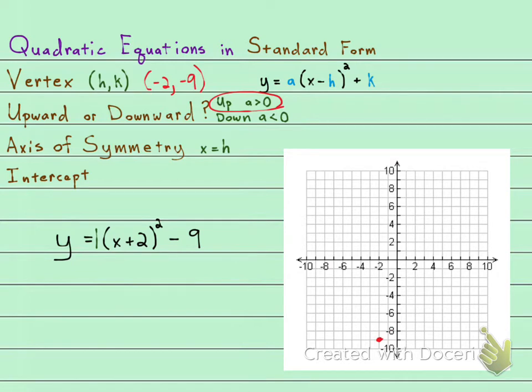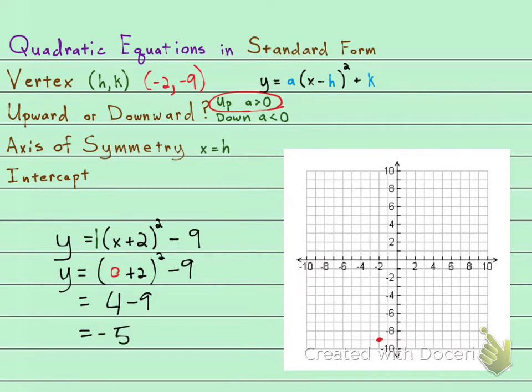The last thing I want to do is find an intercept, and I can use any intercept I want. I could find the y-intercept or the x-intercept, and this is going to be easier if I find the y-intercept, because that way I'll just have to plug in a 0 for x and I can solve it. So let's do that. y equals 0 plus 2 squared minus 9. And that's going to be 0 plus 2 is 2. 2 squared is 4. 4 minus 9 is negative 5.